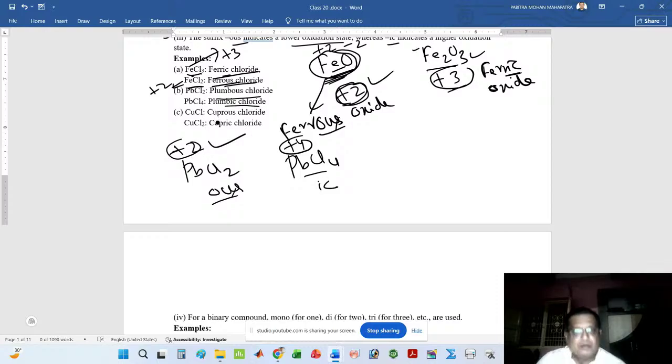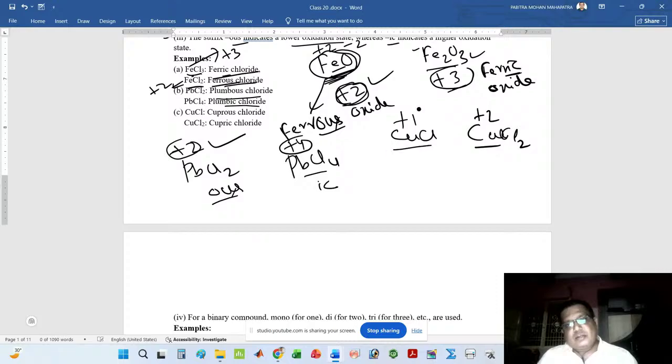Similarly, you think about CuCl. If you think about CuCl, here copper carries plus 1 oxidation state. But if you think about CuCl2, here copper carries plus 2 oxidation state. Here CuCl has the lowest oxidation state, that is plus 1. But in CuCl2, copper carries plus 2 oxidation state, that is the higher oxidation state. So for CuCl, it is necessary to use -ous, and for CuCl2, it is necessary to use -ic. So the name of CuCl is your what? Cuprous chloride.